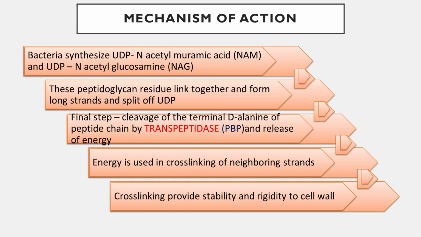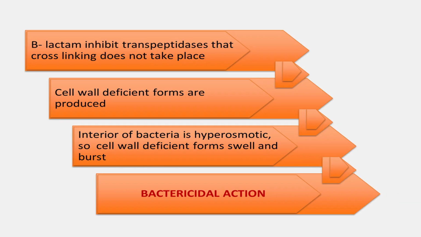Mechanism of action: bacteria synthesize UDP-NAM and UDP-NAG. These peptidoglycan residues link together and form long strands and split off UDP. The final step is cleavage of the terminal D-alanine of the peptide chain by transpeptidase and release of energy. Energy is used in cross-linking of neighboring strands, and cross-linking provides stability and rigidity to the cell wall. Beta-lactams inhibit transpeptidases so that cross-linking does not take place.